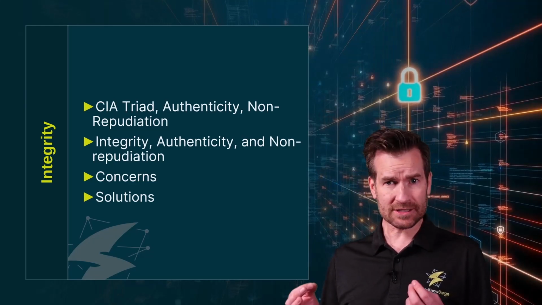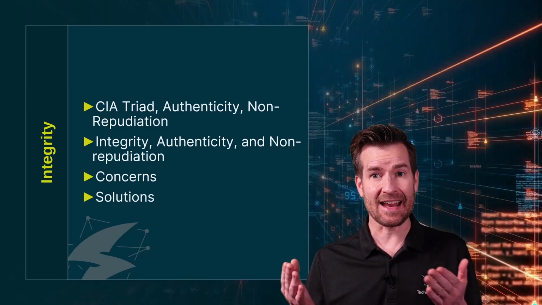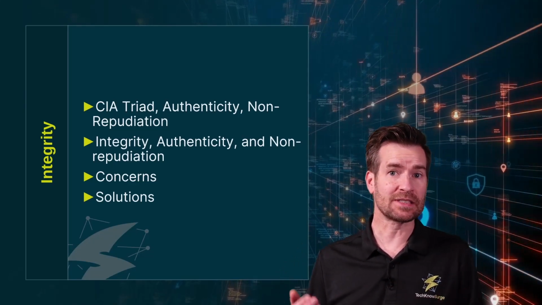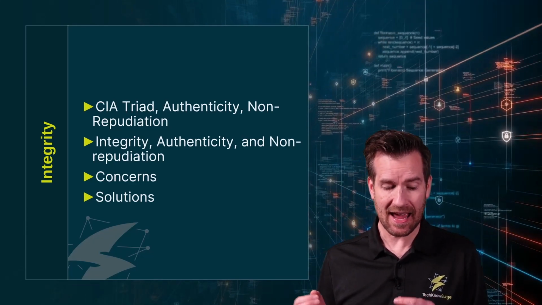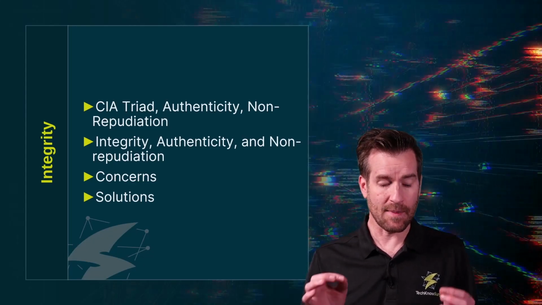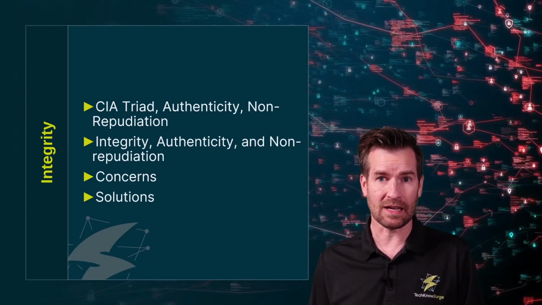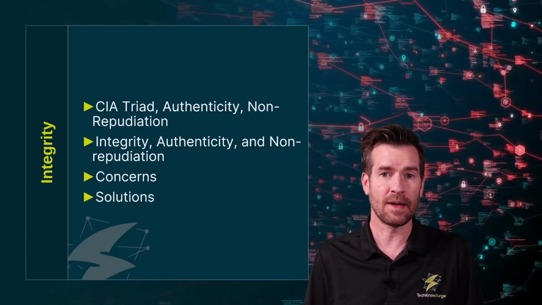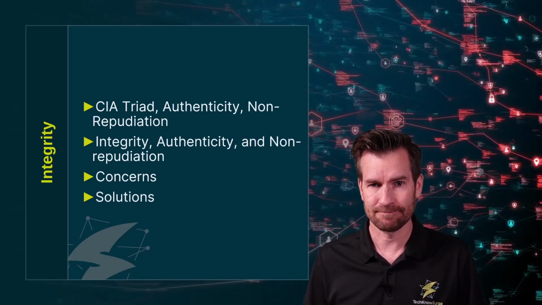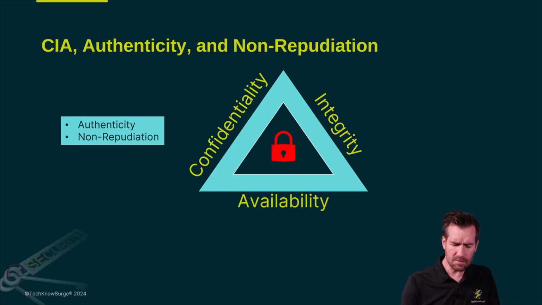In this video, we'll start out by talking about the CIA Triad and the pillars of cybersecurity. Then we're going to get into integrity, authenticity, and non-repudiation. We'll talk about some concerns with integrity, what we're concerned about, and then some solutions that we can implement to enforce integrity.